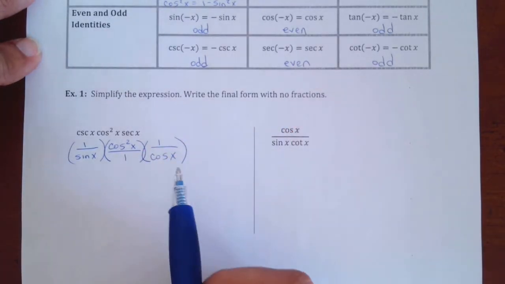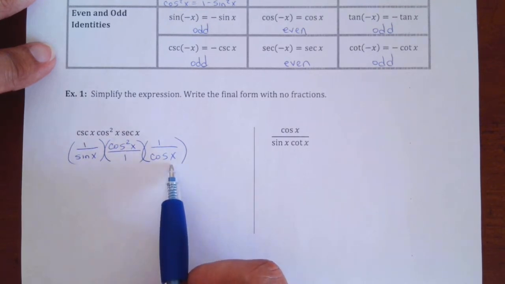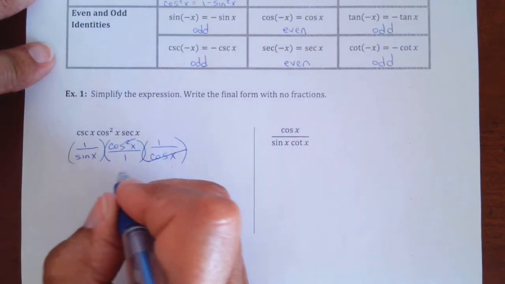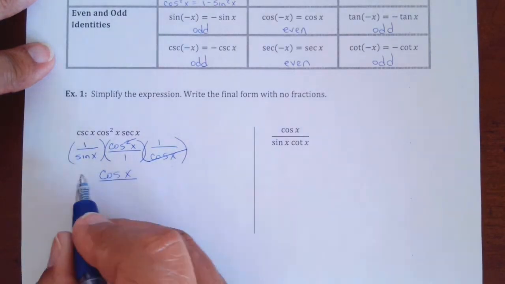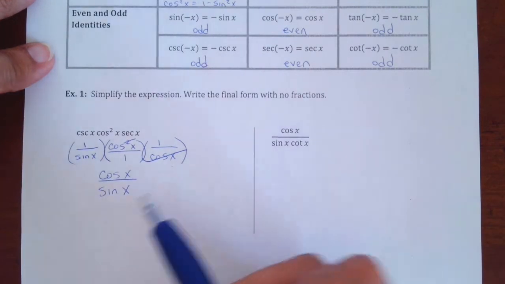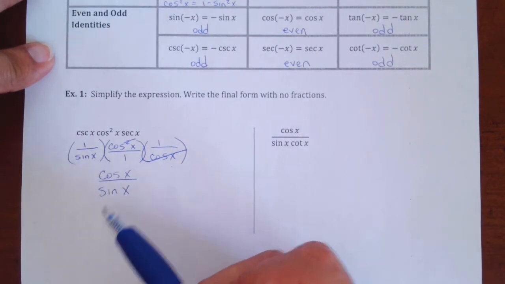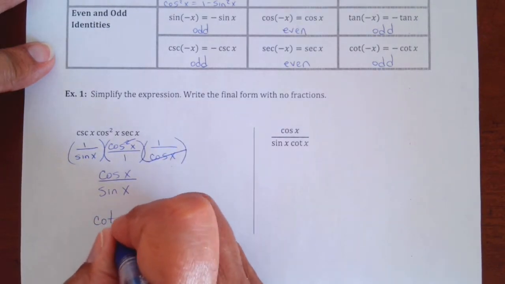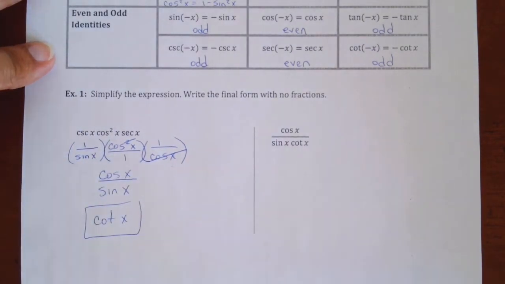Okay, so now I can cancel one of the cosines in the numerator with this cosine here. If I cancel that cosine with one of those, now in the numerator I'm left with just a cosine of x, and in the denominator I'm just left with the sine of x. And now I'm not supposed to write my answer with a fraction, so I need to switch this to what it is, which is the quotient identity. Cosine over sine is the cotangent of x. So that's the simplified version of what they gave me.